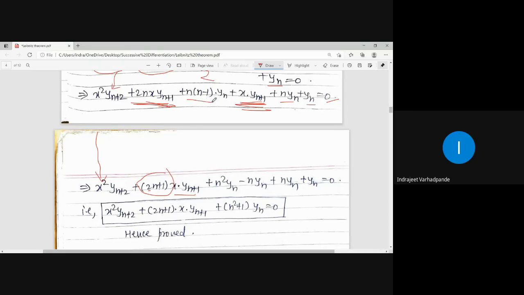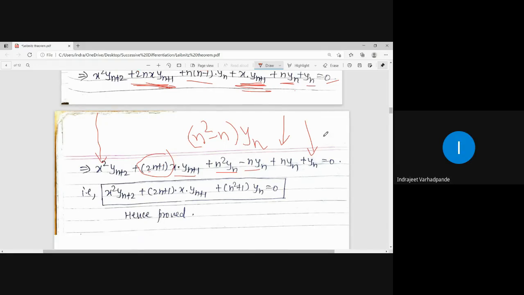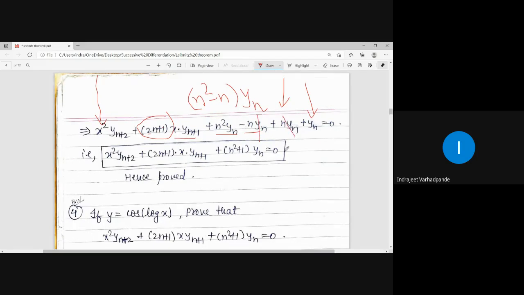What is n into n minus 1 written as? n square minus n. So this is n square yn minus n yn plus n yn as it is, and plus yn as it is. Is this clear? Yes, sir. So minus n yn and plus n yn are cancelled out. And what is common from this term? yn is common. So what is remaining in the bracket? n square plus 1. Is it fine? Yes, sir.